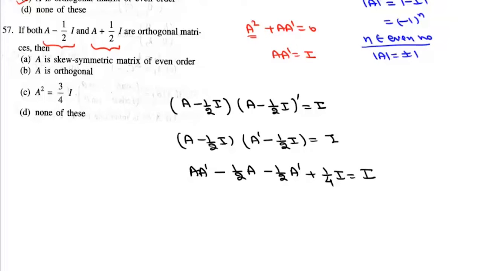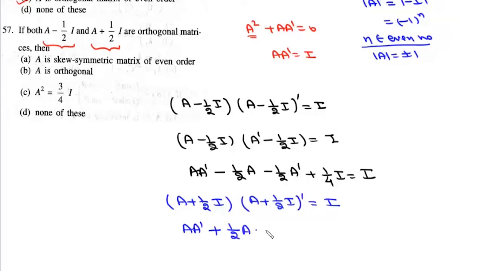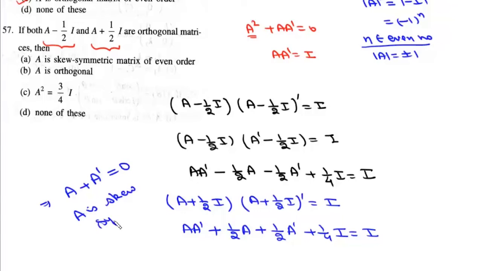Now from this second one we can write (A plus 1/2 I)(A plus 1/2 I)' is also I. So we can write A A' plus 1/2 A plus 1/2 A' plus 1/4 I will be equal to I. Now we subtract first from second, then we'll simply get A plus A transpose equals 0. That means A is skew-symmetric.